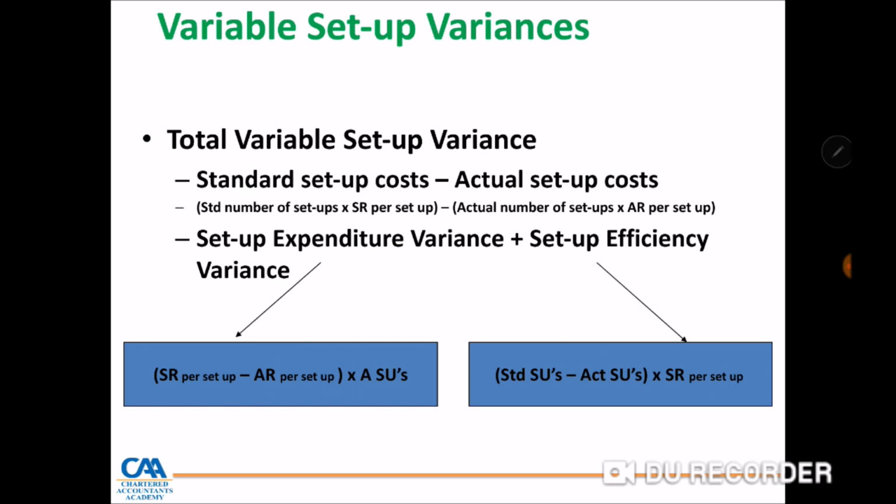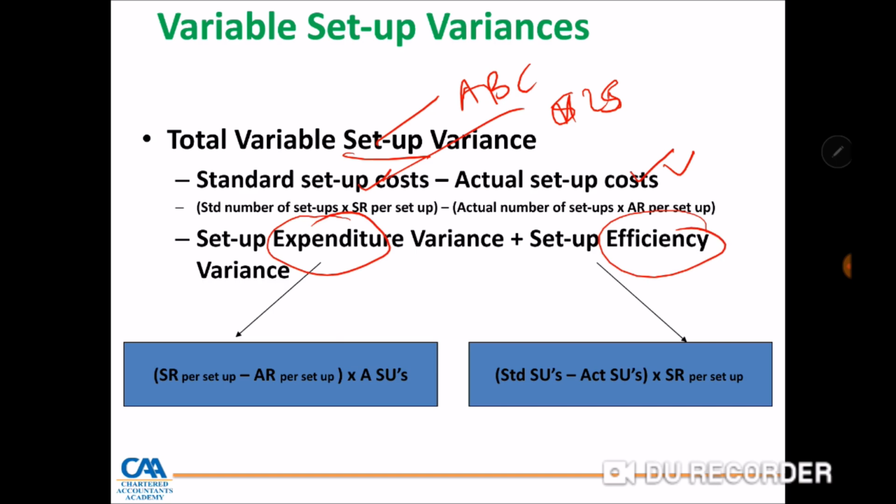Then if I'm using an ABC setup, whereby I'm calculating my variable overhead expense using setups, I'm now worried about my standard setup costs may be different to the actual setup cost. So remember in the previous example, we calculated the standard setup cost of $25, and we are saying this may be different to the actual setup cost. But I now need to further analyze why my actual setup cost is different to my standard setup cost. So it could be because of expenditure or efficiency.